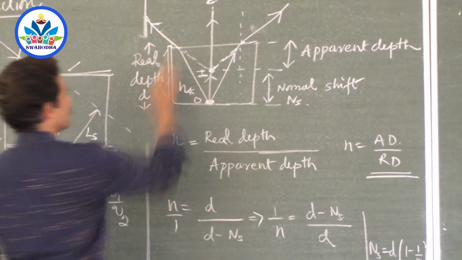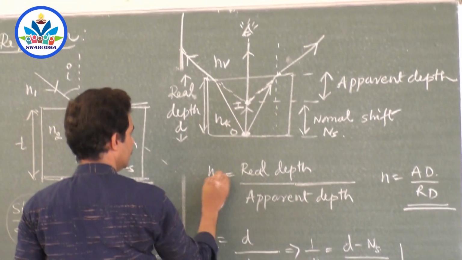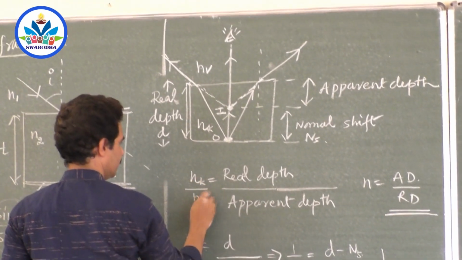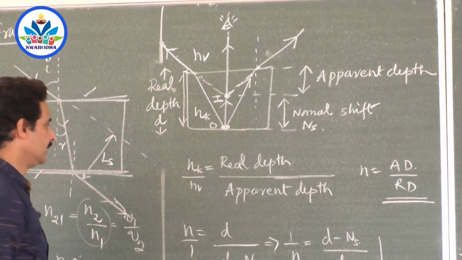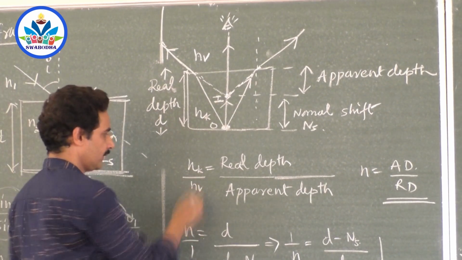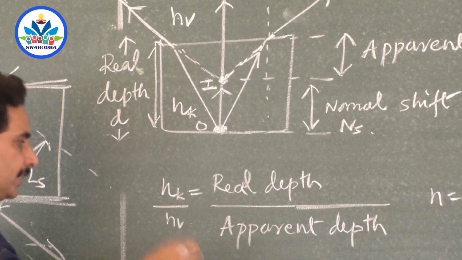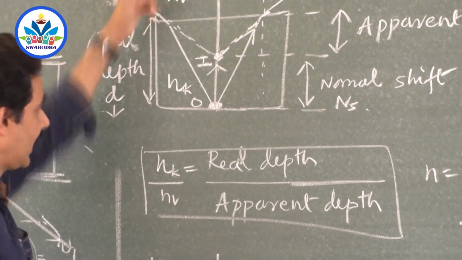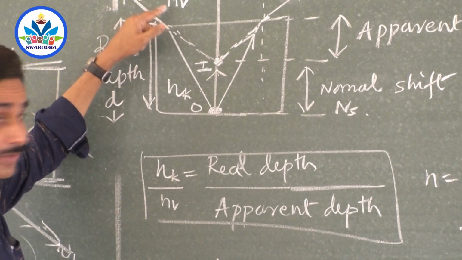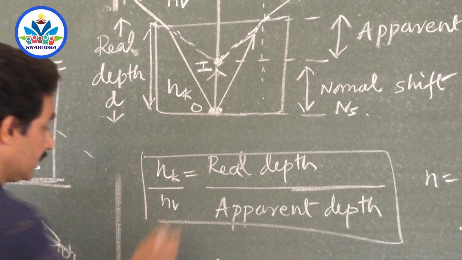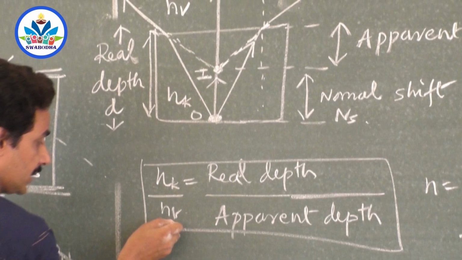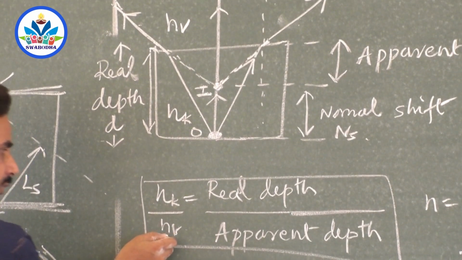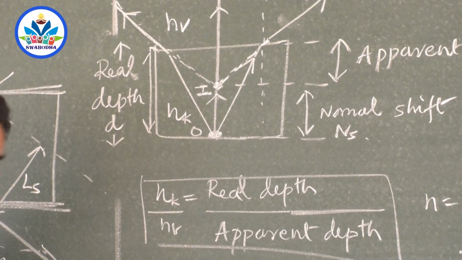And refractive index of the medium where it is viewed, then this is Nk by Nv. This is the formula, right? So Nk by Nv. This formula, don't write this in the answer paper, just to remember. For example, suppose the other medium is air from where you have observed or viewed, the refractive index of the medium where the object is viewed, if it is air, then this becomes 1. You can replace this as n, no problem.